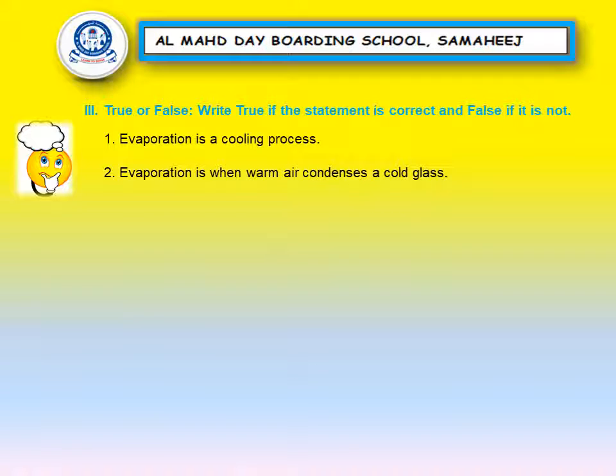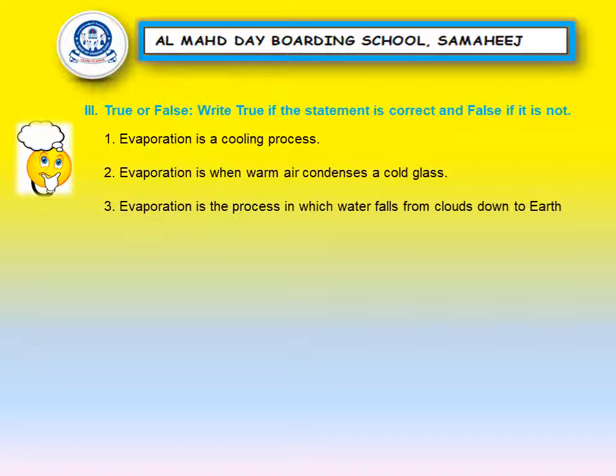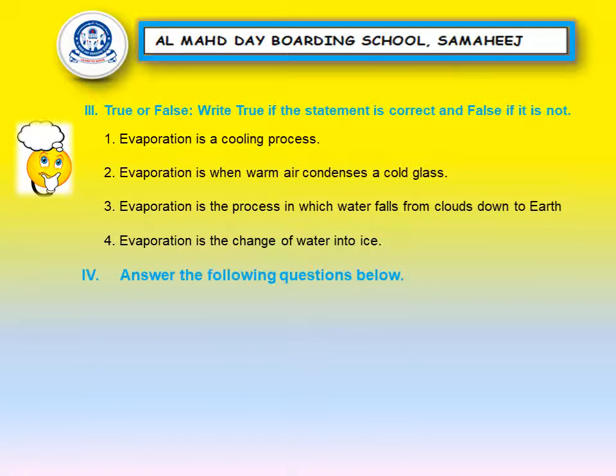Number 2, evaporation is when warm air condenses on a cold glass. So moisture vapor in the air condenses into droplets of water. Number 3, evaporation is the process in which water falls from clouds down to earth. Number 4, evaporation is the change of water into ice.